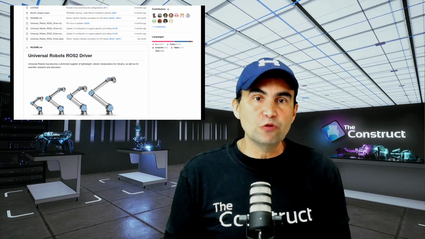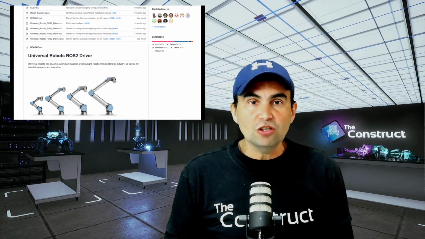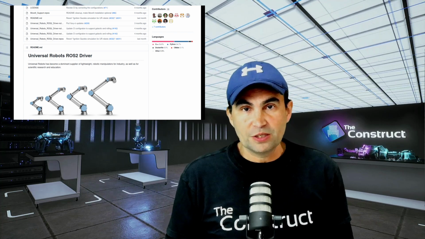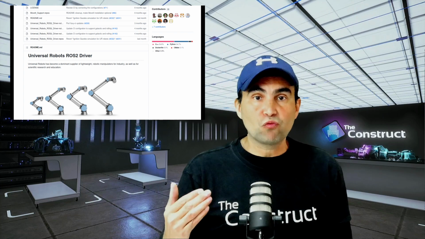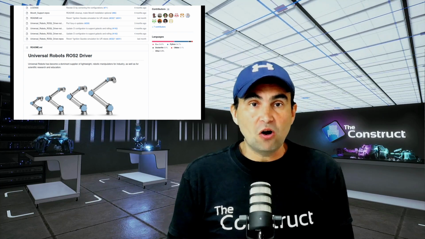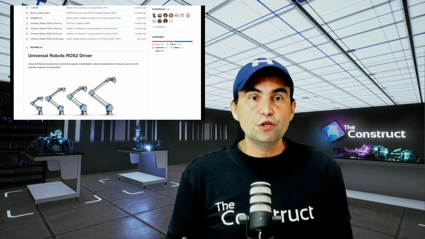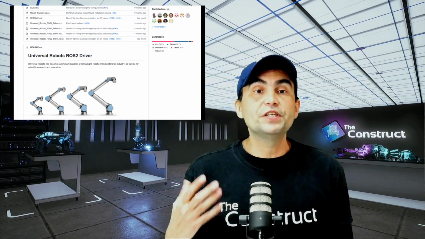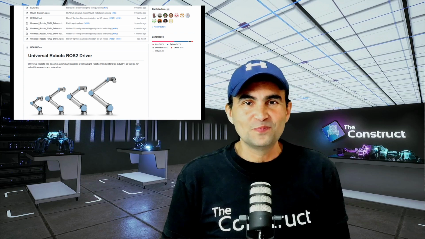Then, in May, Universal Robots, in collaboration with Picnic, launched their ROS 2 drivers for their UR robotic arms. That is a big step towards ROS 2 usage because, as far as I know, the UR robots are the only industrial robots that you can buy right now with support for ROS 2.